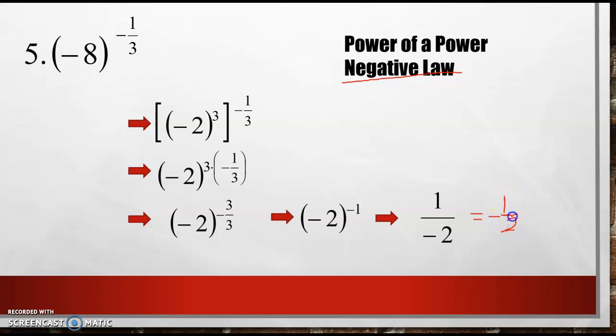Alright? So the negative sign is aligned to the exponent. Alright? Next example.